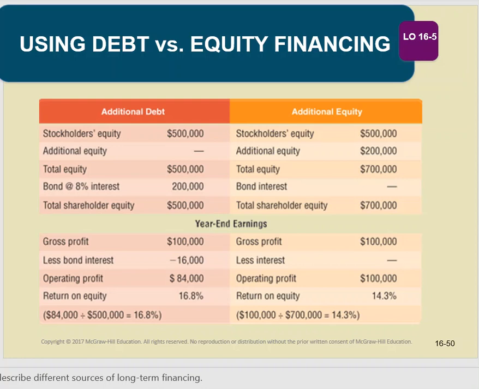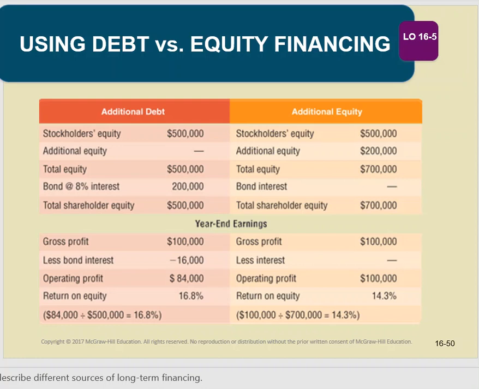I want to take a few minutes to look at slide 50. And let's look here. You know this is a corporation because it says stockholders' equity. And we're going to look at something from 2 standpoints. On the left, taking on additional debt or borrowing money, and on the right, taking on additional equity by selling more stock. Let's look at additional debt first. So the company started with shareholders' equity of $500,000, and they borrowed $200,000 at 8% interest. Remember, they're not selling ownership here, they're selling debt here.